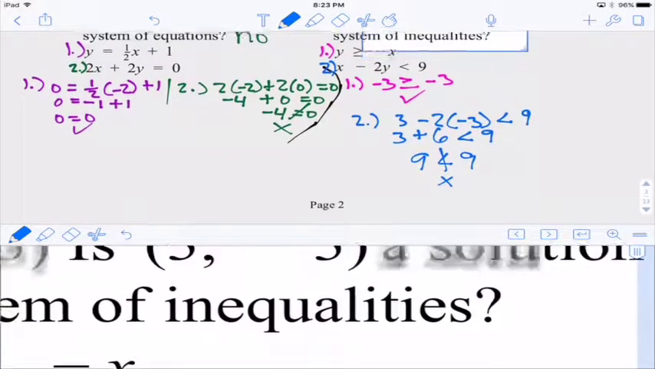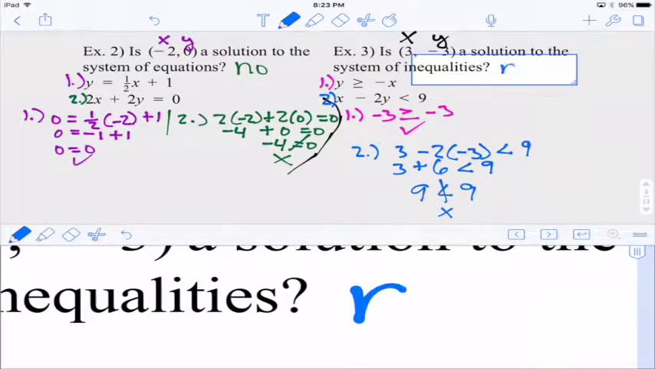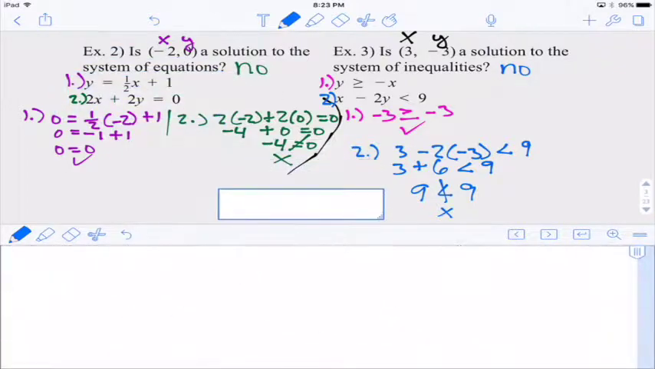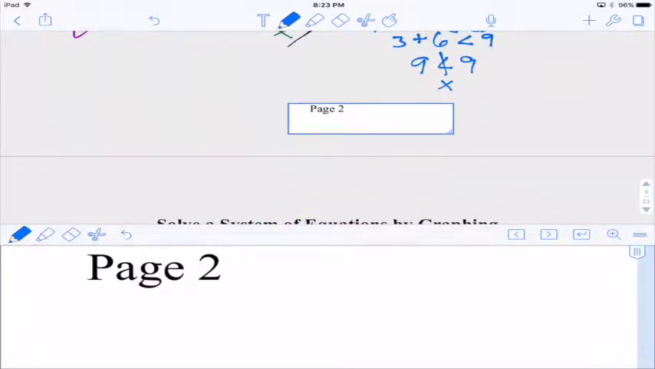So is this point a solution? It is not. No. Okay, moral of the story, it has to work in both equations for it to be a solution. Okay, good luck. That shouldn't be too hard.